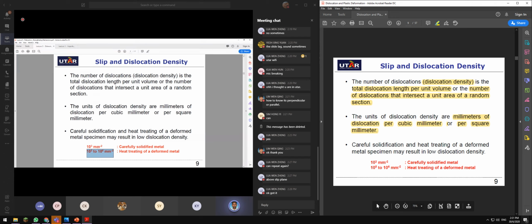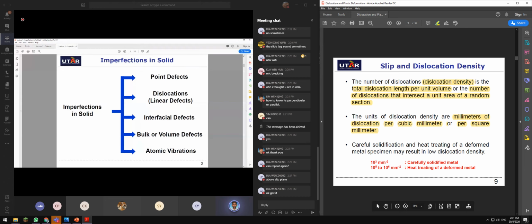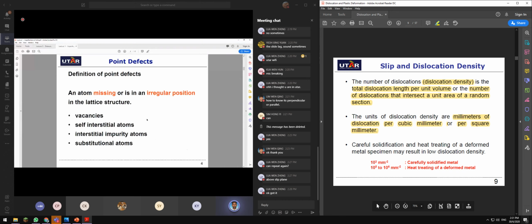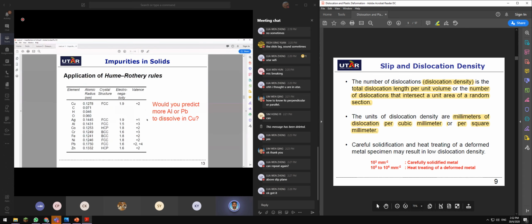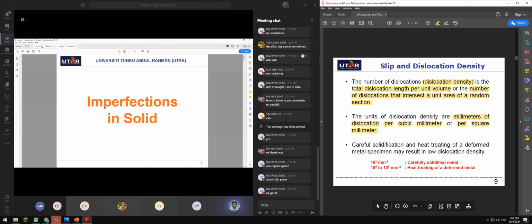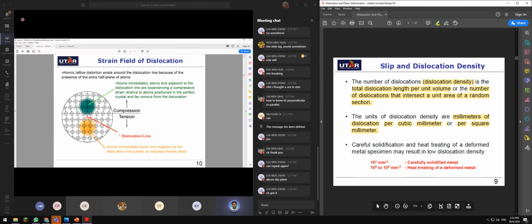Remember guys, from your first lecture, material needs to have activation energy to move from one place to another. Remember, where is it? Oh, it's lecture 2. Yeah, lecture 2. Activation energy, remember that. Okay, moving on.